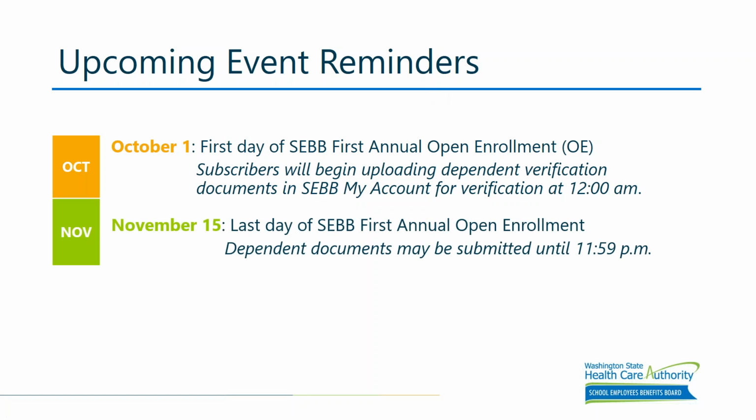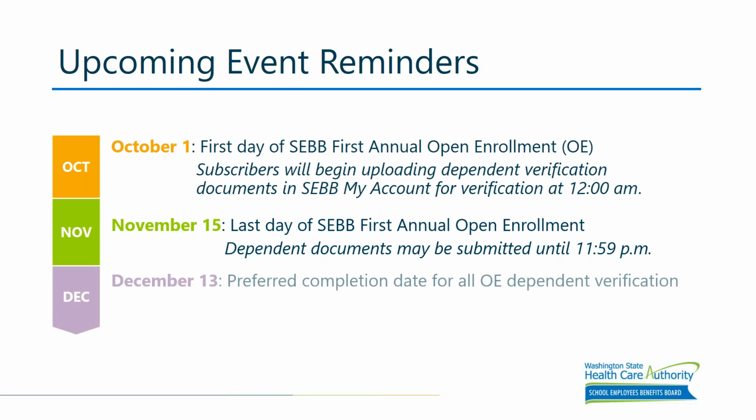November 15th is the last day of the SEBB First Annual Open Enrollment period. All dependent verification documents must be submitted no later than 11:59 p.m. on the 15th of November. And December 13th is the preferred completion date for all open enrollment dependent verification, meaning all documentation that has been submitted, the plan is to have that verified by December 13th so that subscribers and dependents are receiving their benefit cards by January.